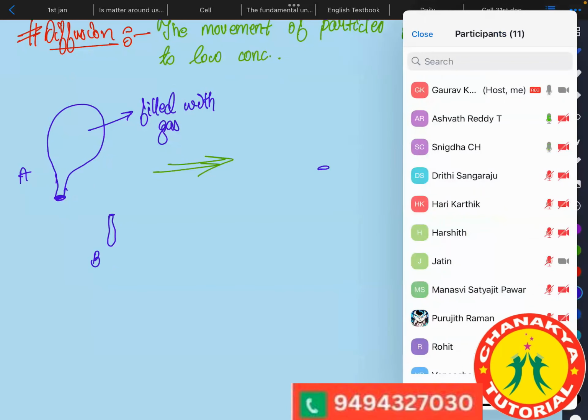Sir, when we take a chips packet, and we reach a certain height, like if we are on a mountain, it expands, sir, because the air inside the packet is trying to come out. It's forcing to come out because the surrounding is low pressure when we are going to a higher altitude. Okay, Ashwath. Anyone else?